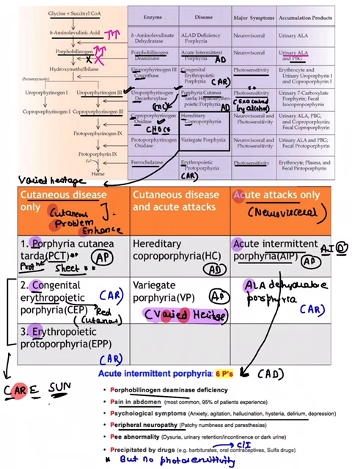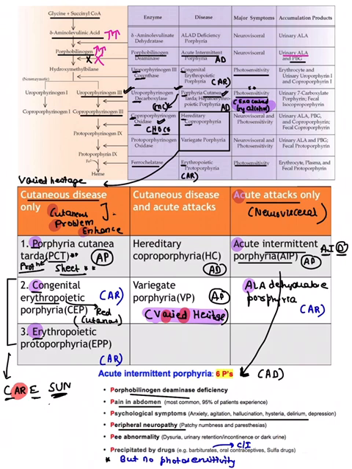Now we'll talk about what the major symptoms are, whether it is a cutaneous problem, or both cutaneous and neurovisceral problems, or only neurovisceral problems. This is a very important point for porphyria cutanea tarda: it was the commonest porphyria, and here the rash gets exacerbated by alcohol. So this is very important, guys.